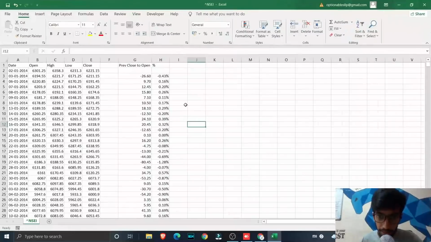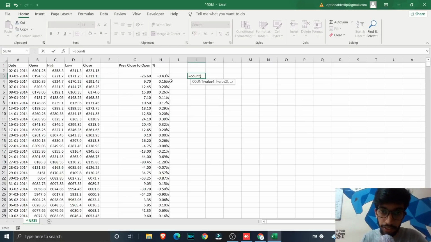So now when we come to the second part of actually analyzing this data, I'm going to show you how you can use simple math operations and actually build a very good trading system. So what we are going to do here is, first we are just going to count the total number of days using a count function.